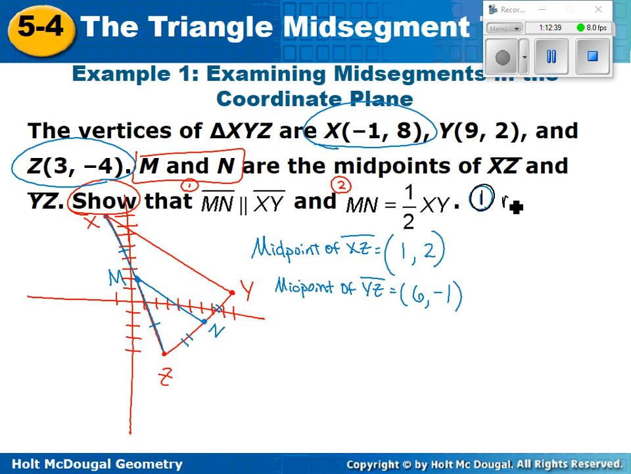So let's find the slope of, and this is where you have to label and show your work. Don't just put a bunch of numbers down on your paper. What are you finding? And then what is it? So I'm going to find the slope of, we'll start with MN. So go ahead and count that on your graph since it's already graphed. And tell me what you get for the slope of MN.